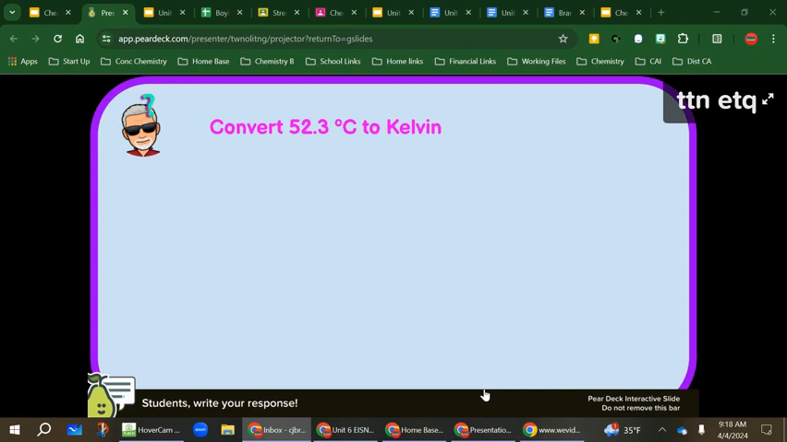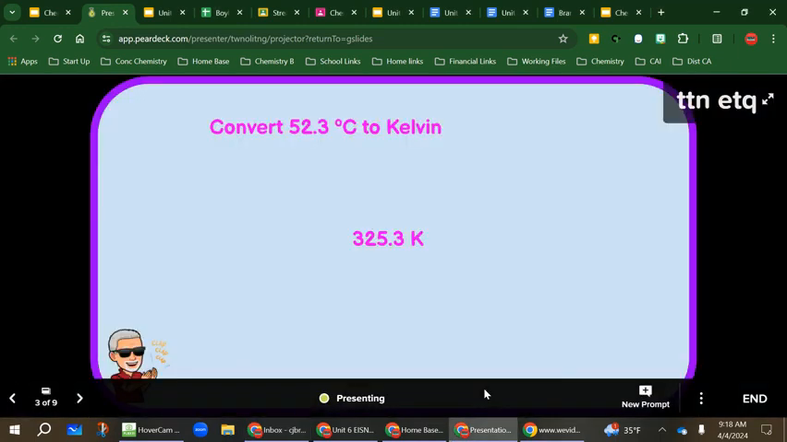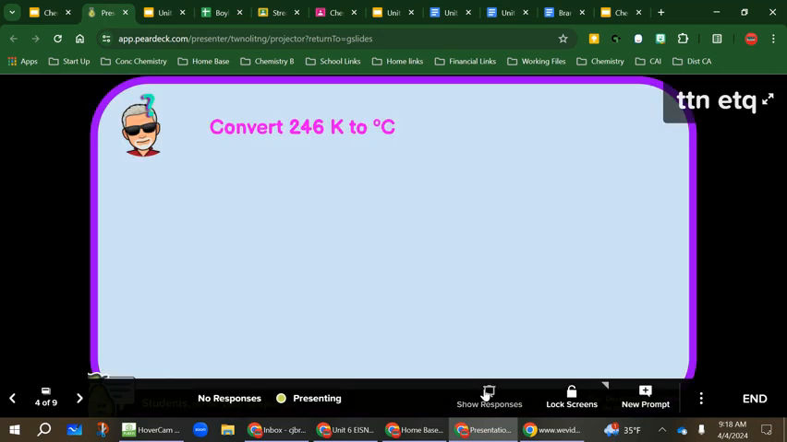Did? Okay, so here we go, ladies and gentlemen. 52.3 Celsius. To go from Celsius to Kelvin, we add 273, ladies and gentlemen. That puts us at 325.3 Kelvin for your temperature. Questions? Good. Convert 246 Kelvin into Celsius.